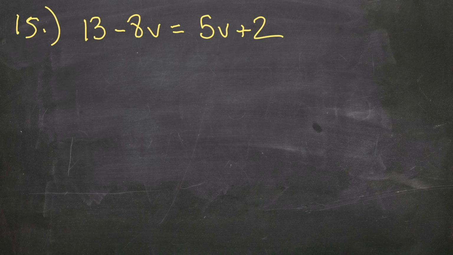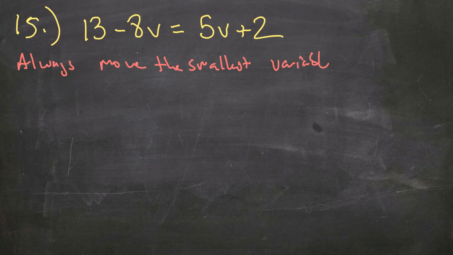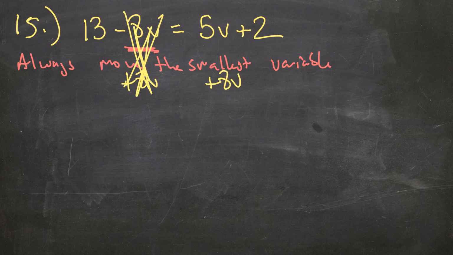Alright, 15. 13 minus 8v equals 5v plus 2. Now, I always move the smallest variable. So negative 8v is smaller than 5v. So I'm going to add 8v to both sides because I want that to cancel. I get 13 equals 13v plus 2.